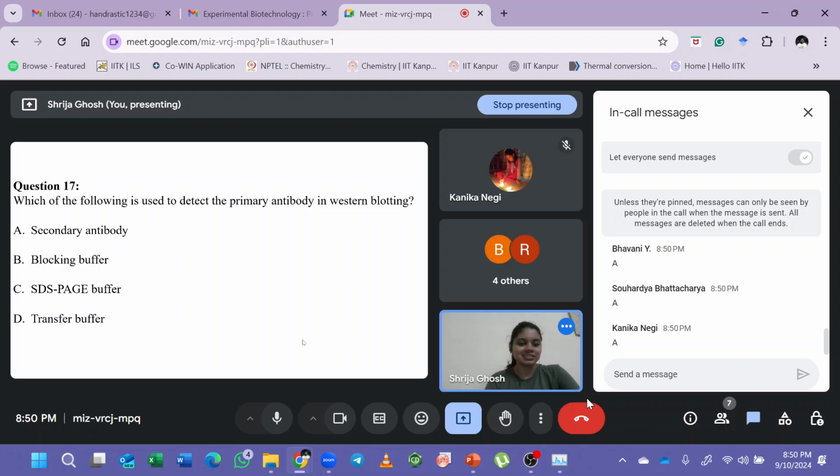Yeah. So everybody agrees with option A, that is secondary antibody. The same way as in ELISA, the primary antibody is detected by the secondary antibody, and the secondary antibody will have the enzyme which will give the reaction. Similarly, in Western blotting also, once the primary antibody binds to the membrane, you can add the secondary antibody that will bind to the primary antibody, and then you can add the substrate to see the reaction.